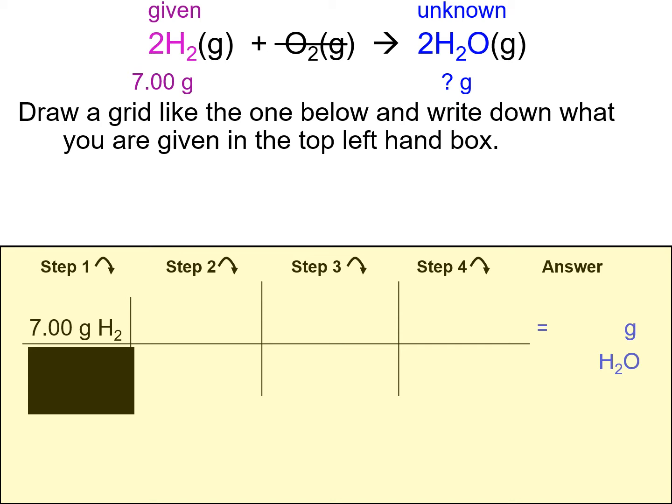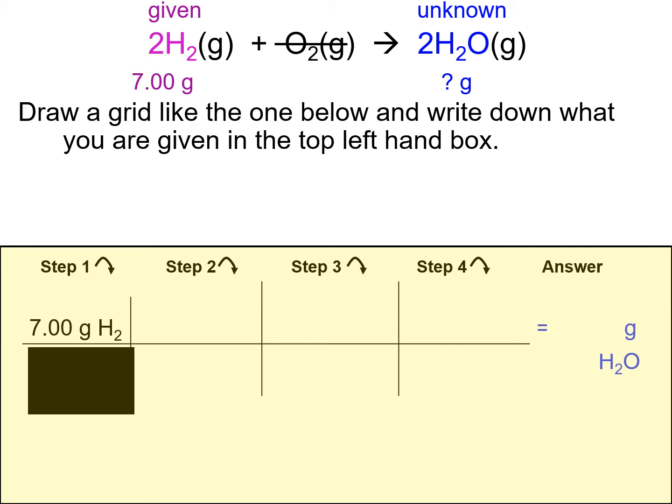So in the first box of the grid, you write what you are given. Write a number, a unit of measurement, and the substance's formula. Number, unit, substance. We are given 7 grams of hydrogen. Over on the right-hand side, you should list what you want to find. So we want to find grams of water. We don't know the number yet, that's our unknown, but go ahead and write the units and the substance.